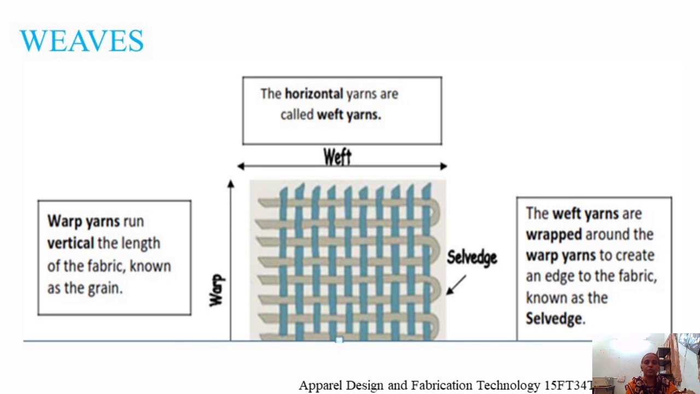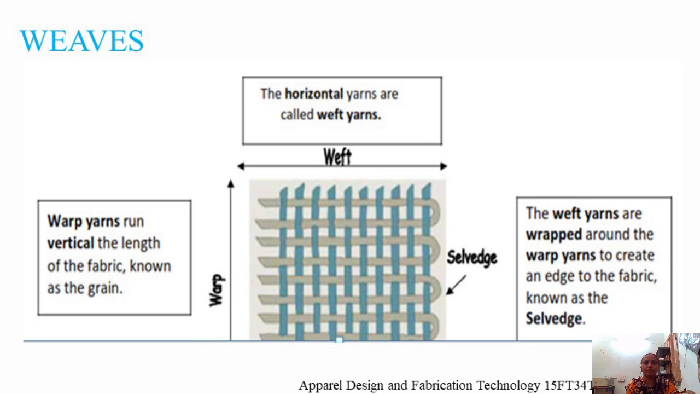This diagram shows which are the warp yarns, which are the weft yarns, and what a selvage is. So every fabric has a selvage. That is, the weft yarns are wrapped around the warp yarns to create an edge to the fabric that is known as the selvage. That is, it is compactly woven and self-edged.